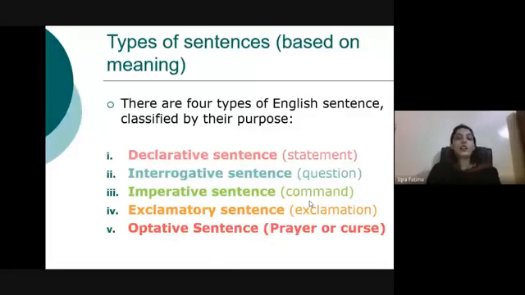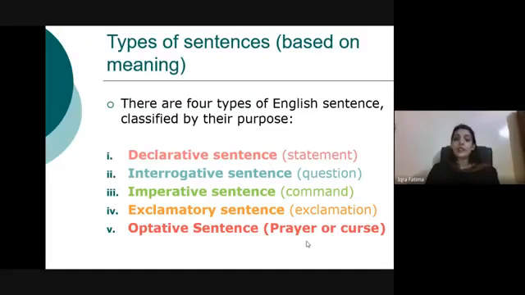Two independent clauses and one conjunction, which you can choose, to write a sentence. According to the meaning of the sentence, we have another 5 types: declarative sentences, which are called statements; interrogative sentences, which are called questions; imperative sentences, which are called commands; exclamatory sentences, which are called exclamations; optative sentences, which are called prayer or curse.